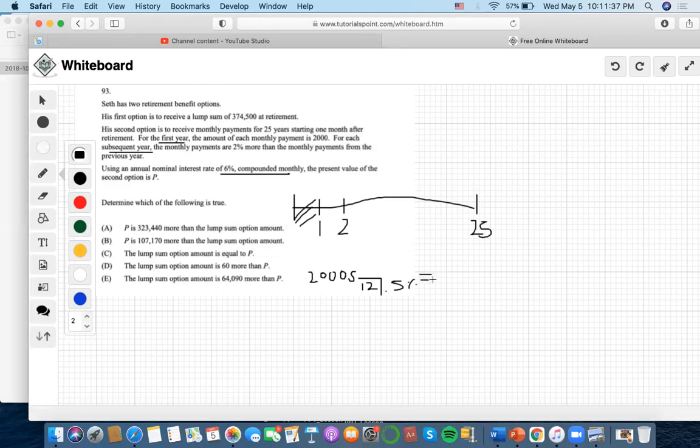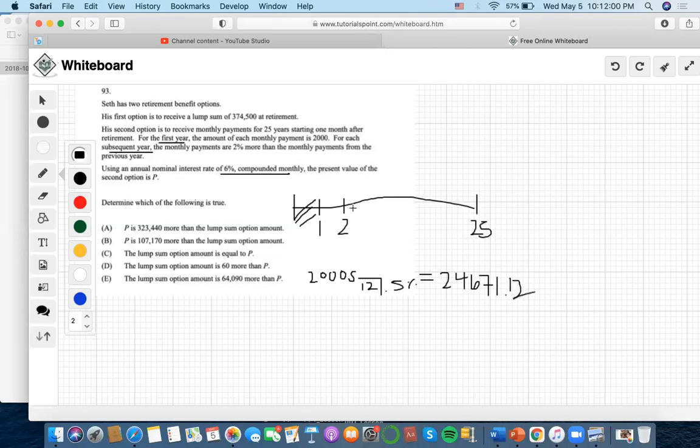So we're going to use our TVM. 2,000 payments, 12 number of years, 0.5 as the interest rate, 0 as the present value, and solve for the future value. Okay, so this is going to be 24,671.12.